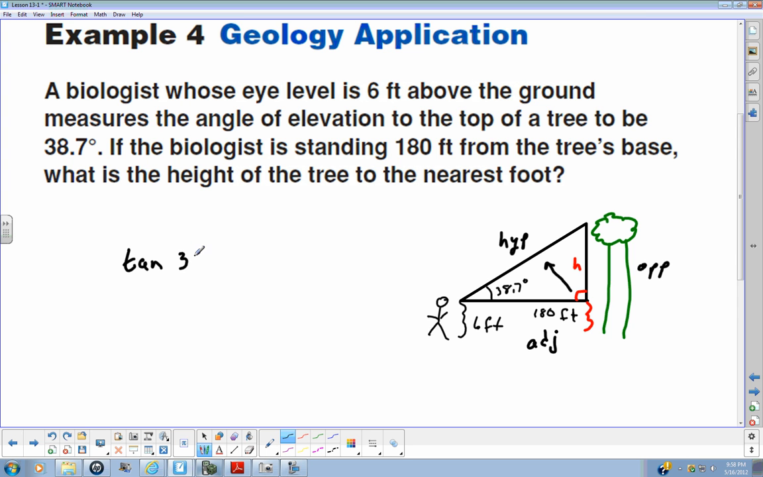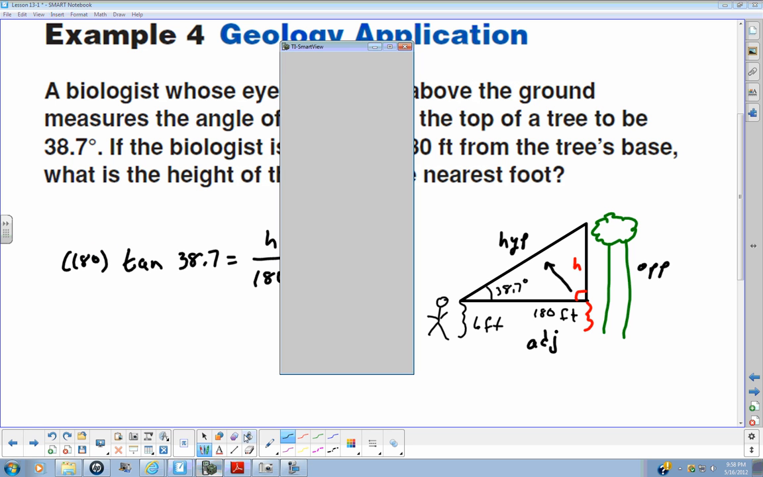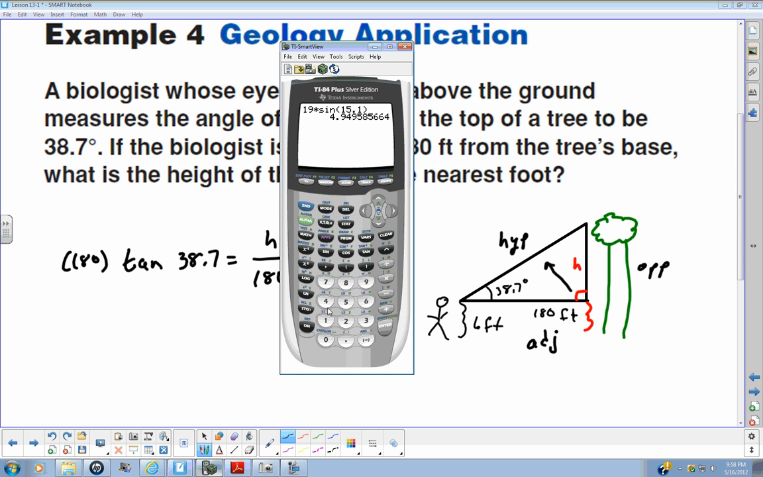So the opposite is h, and the adjacent would be 180. And so we're going to use the tangent function. So tangent of our angle, 38.7, equals the opposite, which is h, over the adjacent, which is 180. So once again, in solving this, we want to get rid of the denominator. So we will multiply by 180. And we'll take our calculator to do that. Say 180 times the tangent of 38.7.